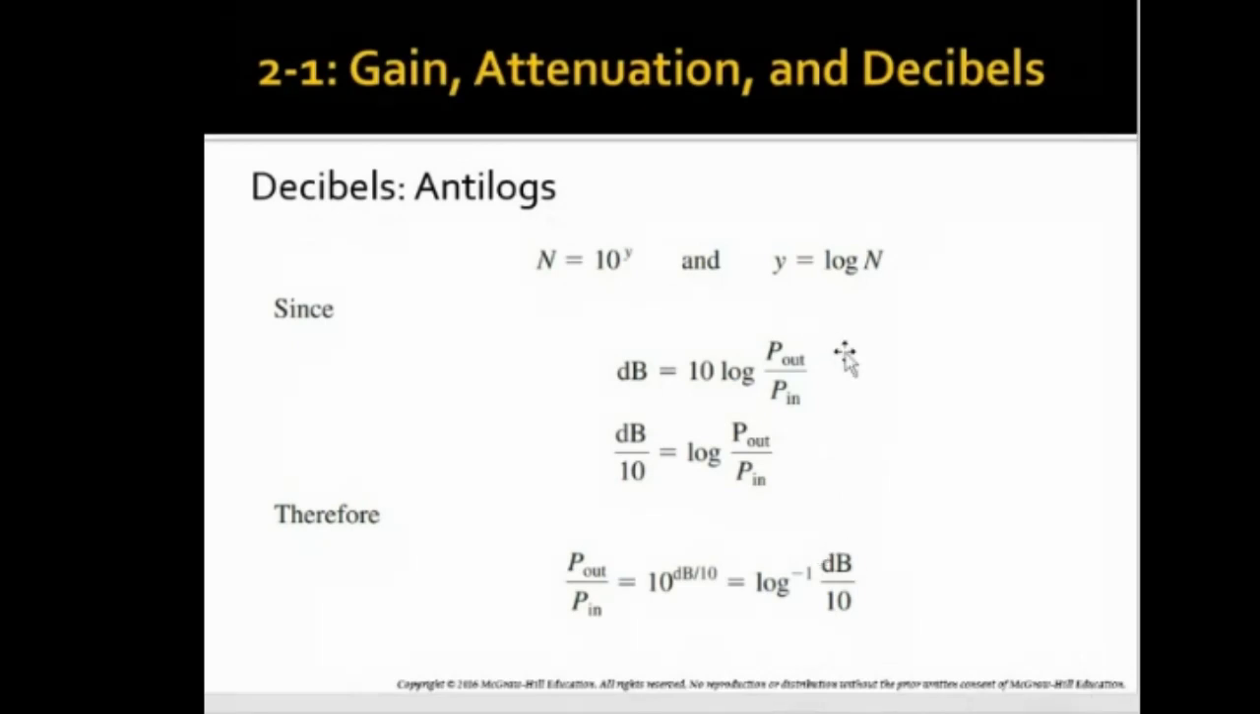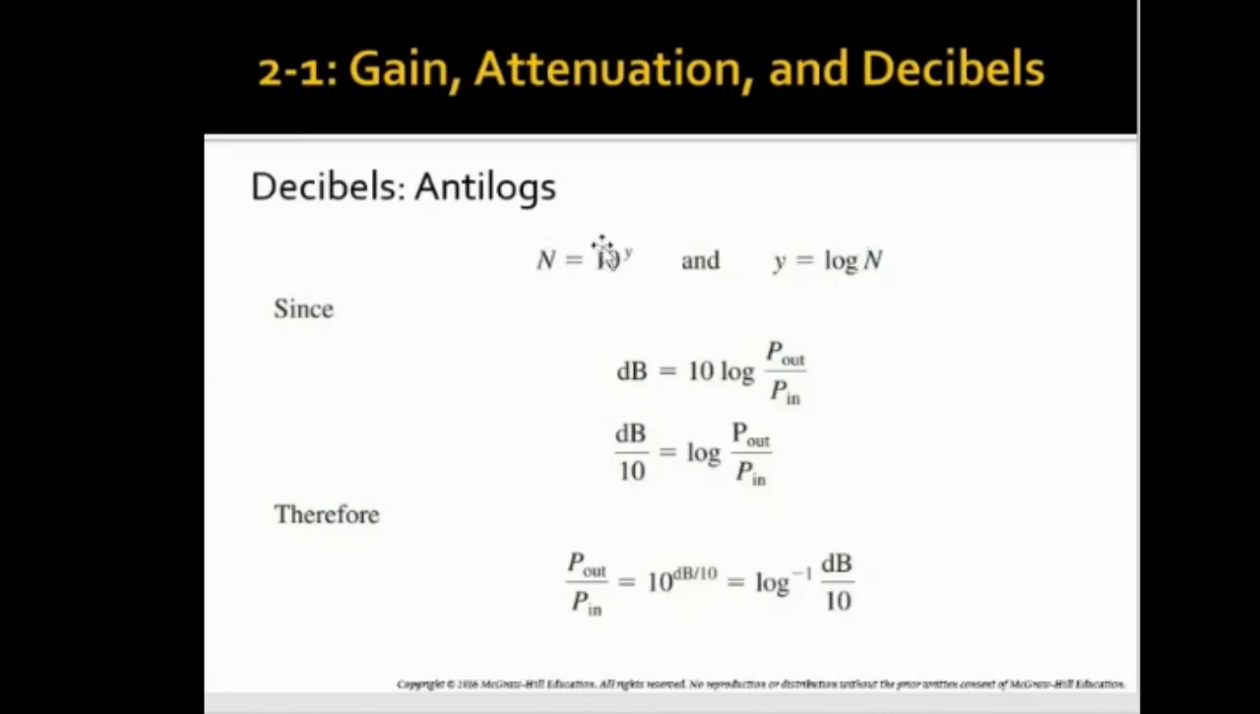So here I am showing you. I have n equal to 10 power of y, and y is equal to log n. This is a standard relation between log and anti-log. How it works in fact is I divide both sides of the equation by 10 first to remove the coefficient of 10 in front of the log. So then I have dB over 10 equal to log P out over P in.